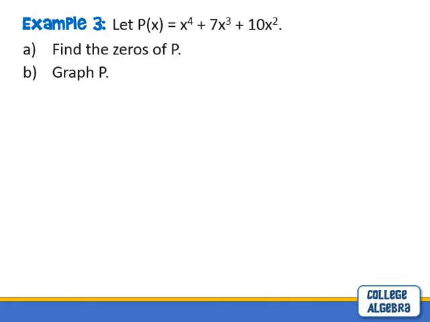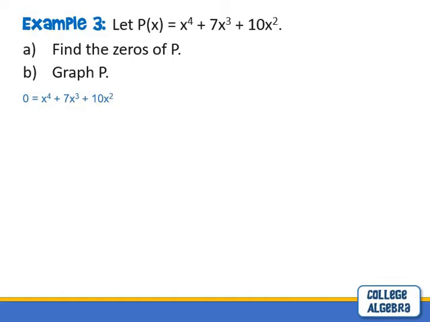Let p of x be x to the fourth plus 7x to the third plus 10x squared. We're going to start by finding the zeros, which I would do whether the question asked me to or not if I had to graph it. That's what I would do first. But then part B, we're going to graph it. So the first thing we want to do, find those x-intercepts. Set our equation equal to 0, or set our function equal to 0.